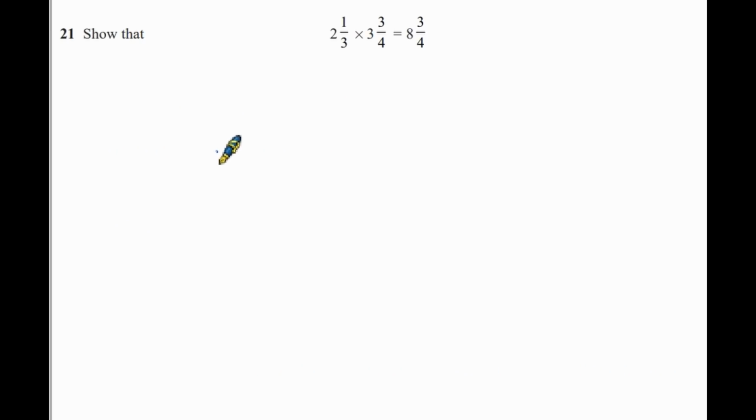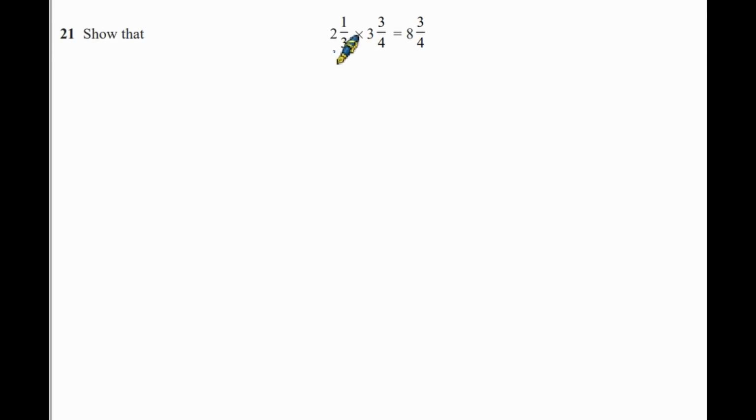Question 21, we're back to fractions. We are asked to show that 2 1/3 multiplied by 3 3/4 is equal to 8 3/4. I think the first thing we need to do in order to be able to multiply these more easily is turn them into improper fractions. How do we do that?